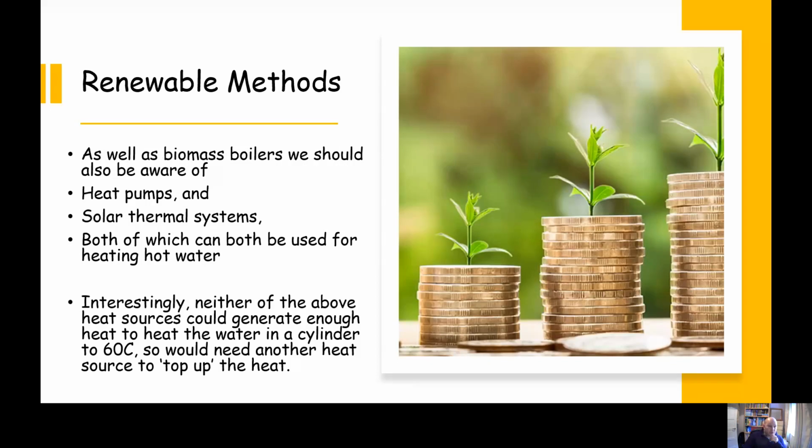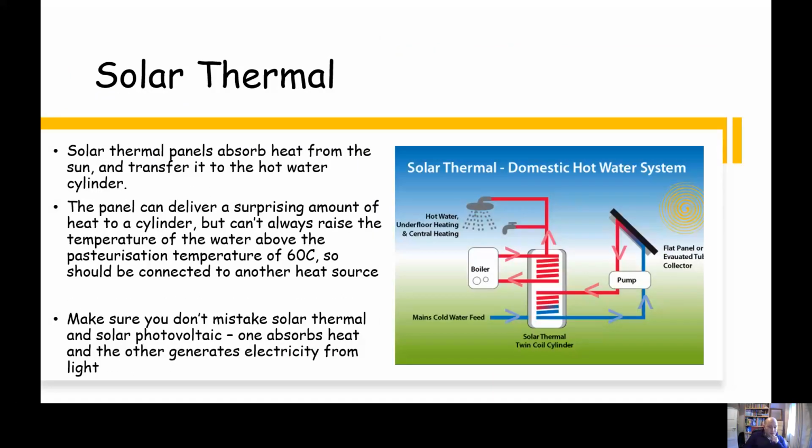So some of the renewable methods, as well as a biomass boiler, it's also worth being aware of heat pumps and solar thermal systems. We can use both of these for heating up the hot water, but neither of them generate a lot of heat. The solar thermal system actually can generate a surprising amount of heat on a good day, but it's not consistent. It's not consistent in providing a lot of hot water. So both of these will need an extra heat source to top up the heat.